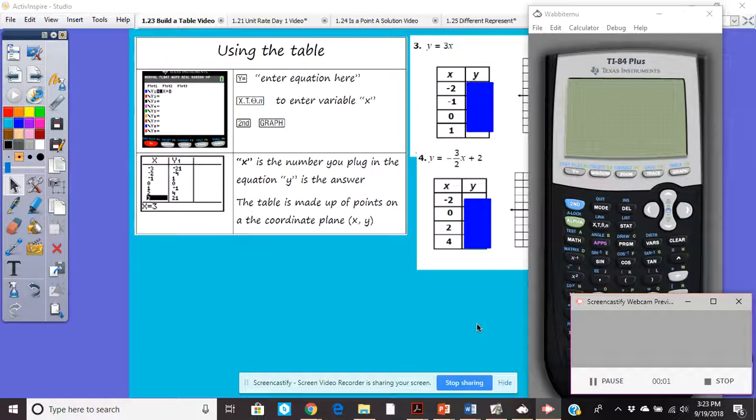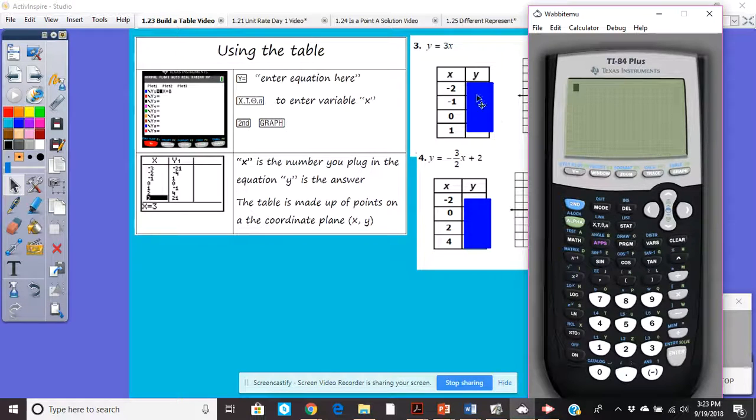This video is for lesson 1-23, and we're going to be building a table using our calculator. So I'm going to go over how to do it in the calculator first. What you're going to do is enter an equation. So we're going to go ahead and do this first example here. Let's go back a page.